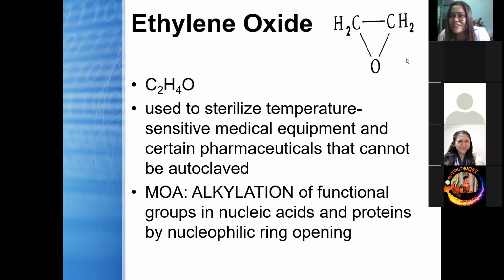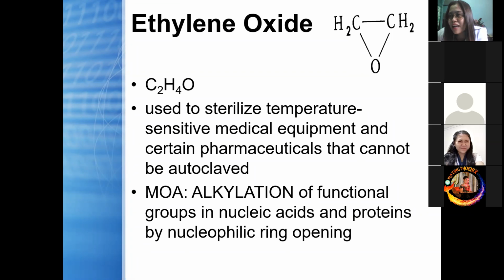And then we have, class, ethylene oxide. This is the structure of ethylene oxide. It's a ring. It's an ether, because it is R-O-R, right? When it's an ether, it's R-O-R. But it's a ring. The name is ethylene oxide. So where do we use ethylene oxide? We use it to sterilize temperature-sensitive medical equipment.